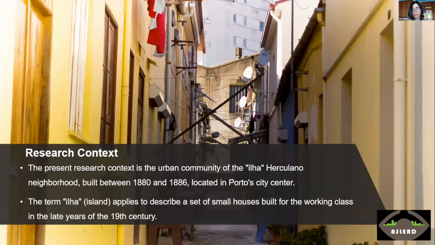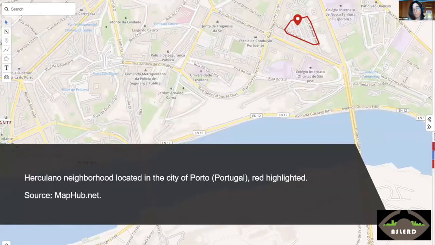So the research context is the urban community of the Ilha Herculano neighborhood. This neighborhood was built during the late years of the 19th century. And this term Ilha means island in English, and is used to describe a set of small houses that were built for the working class during this period. So here is a map of the riverside of the city of Porto, and highlighted in red, you can see where this particular neighborhood is located, in the historic city center.